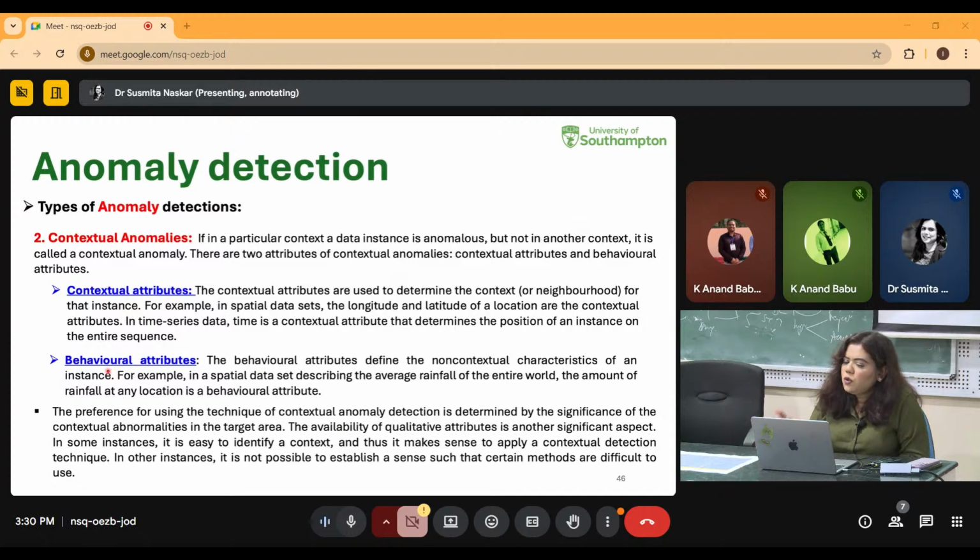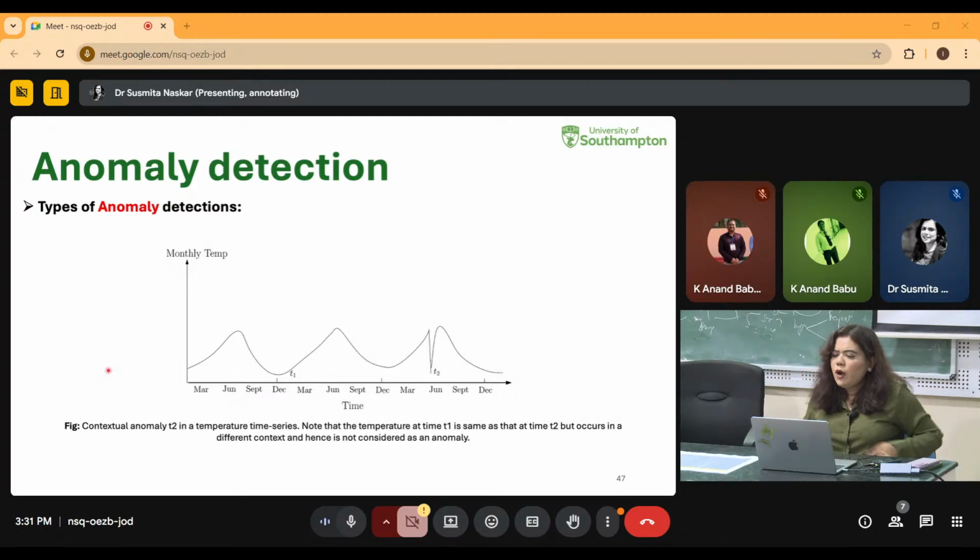So the choice to use contextual anomaly detection depends on how significant the contextual factors are, how important those are in the target area, and how easily the context can be established. In some cases it is very straightforward. You don't need to use too much brain. But in some cases, where context is not clearly defined, it can be difficult to measure. So let's see one or two examples, some visual example of how it could look.